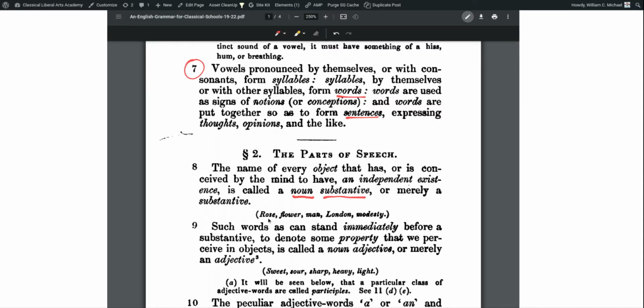Let's consider the word rose. Rose is a name of an object. And the name rose can stand alone in speech. It can exist independently and have meaning. That makes it a noun substantive. Man is another example of a noun substantive. It's the name of an object, and it can stand alone. It can exist independently or by itself and have meaning. That's a noun substantive. And that's the lesson of article number eight. Know what a noun substantive is, the first part of speech.